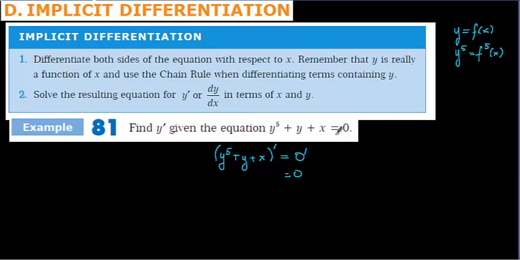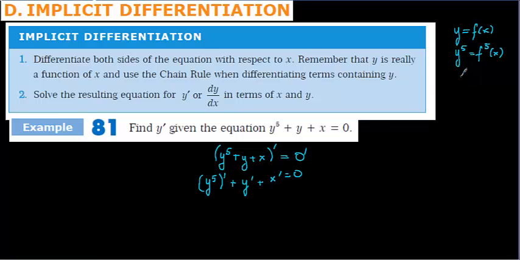First I need to mention that one. Then we should write the derivative. The sign is addition, so we should write this derivative for all the terms here, which means y to the power of 5 derivative is going to be, and y derivative is going to be, plus x derivative is going to be. Here's the important part: y to the power of 5 derivative is equal to what?